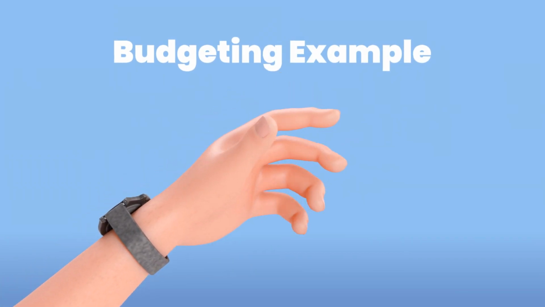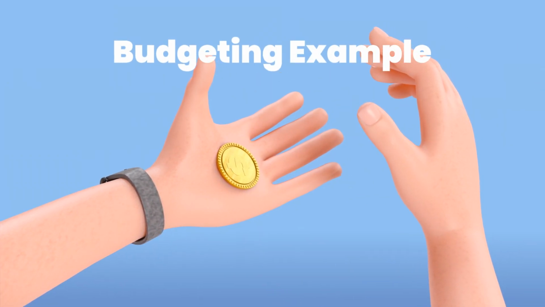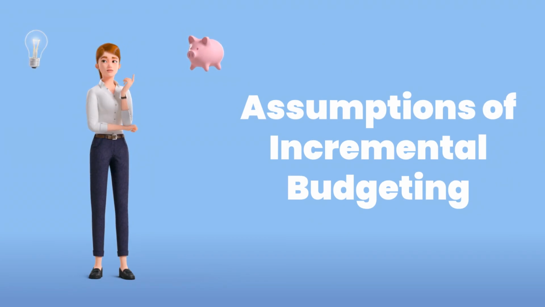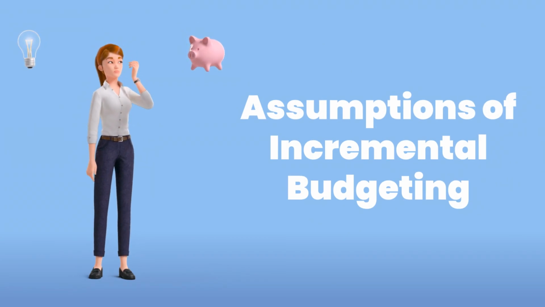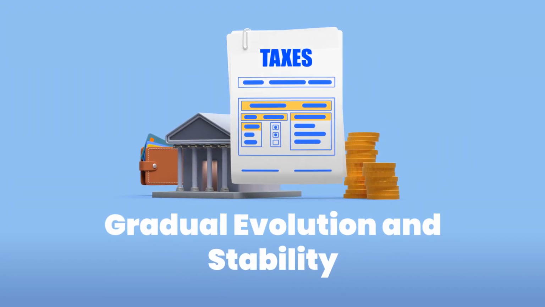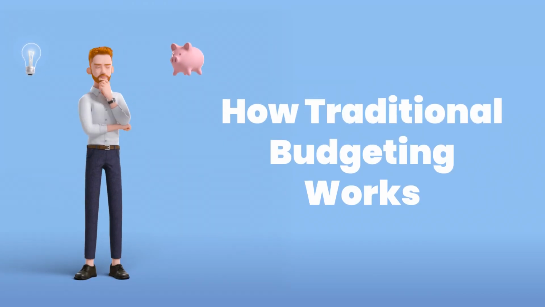If you spent $500 on groceries last month, your next budget might be $510. This method assumes past activities and expenses continue with minor changes. It's about gradual evolution, offering ease and stability in financial planning. How traditional budgeting works, step by step.